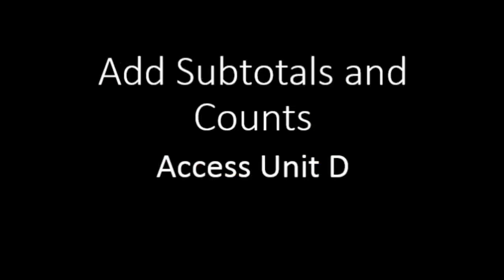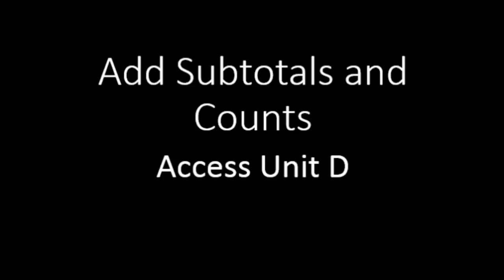We are going to start the Add Subtotals and Counts section of your book. It's on page Access 88. So in a report, you can use a calculation by entering an expression into a text box. You did this in the last unit. When a report is previewed or printed, the expression is evaluated and the resulting calculation is placed on the report.